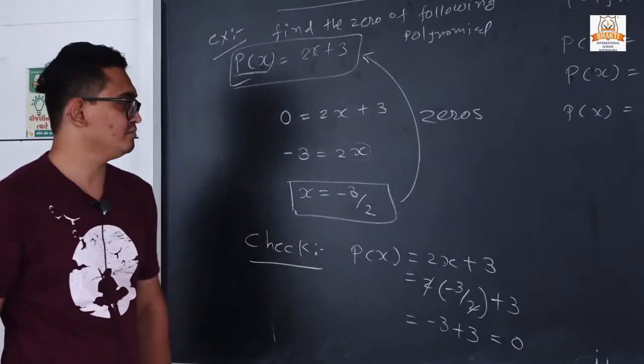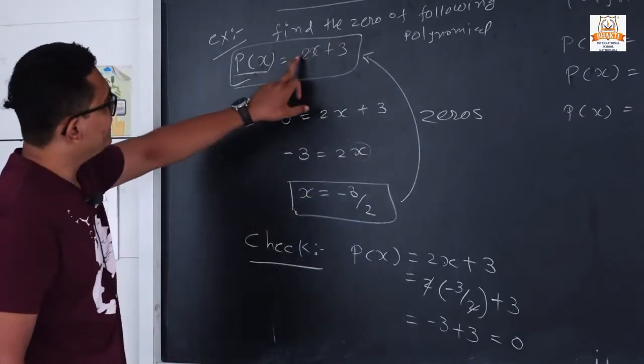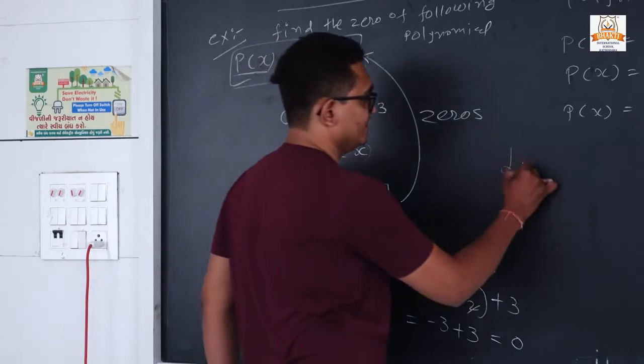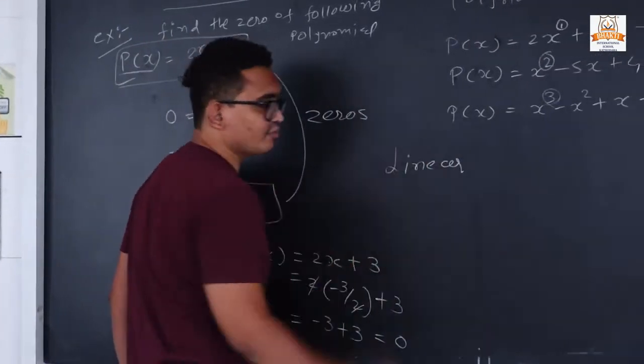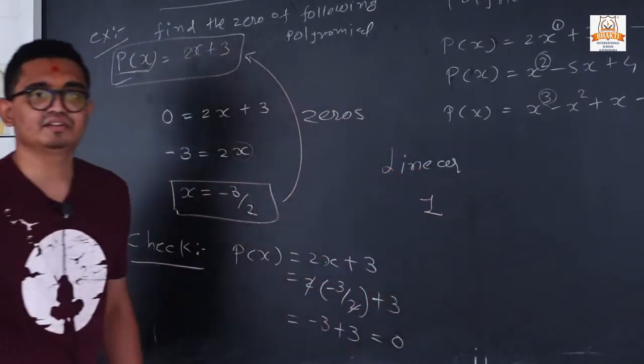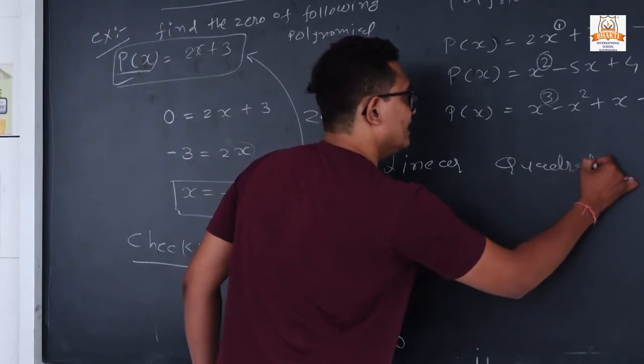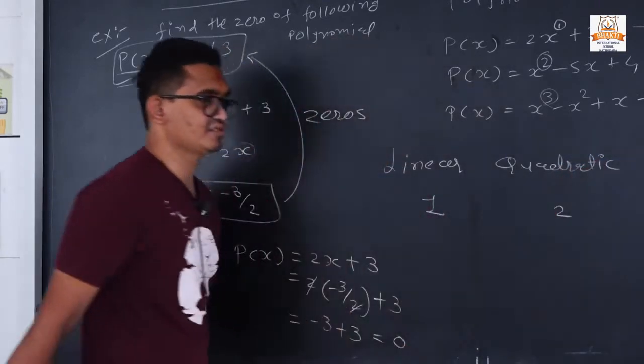Now the second thing: if we have a linear polynomial, we have only one zero. If we have a quadratic polynomial, we have 2 zeros.